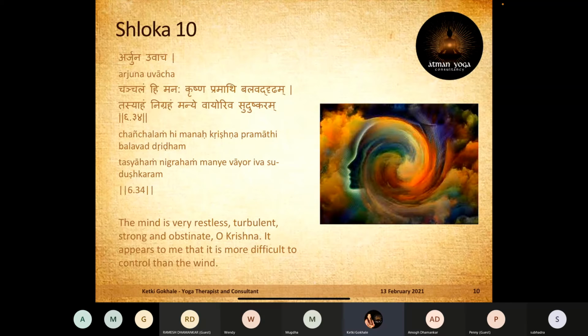Now Arjuna is saying to Lord Krishna, the mind is very restless, turbulent, strong, and obstinate. O Krishna, it appears to me that it is more difficult to control than the wind. So here we can see the various characteristics of the mind. It is restless because it keeps flitting in different directions, shifting the state of mind from subject to subject.